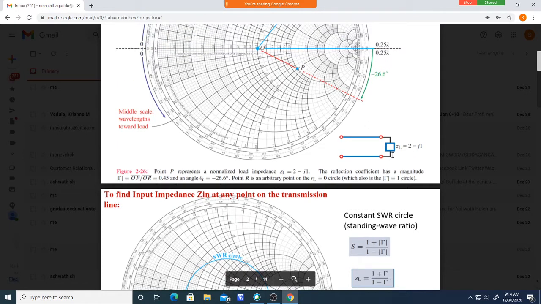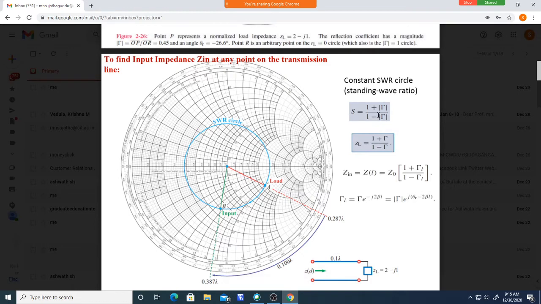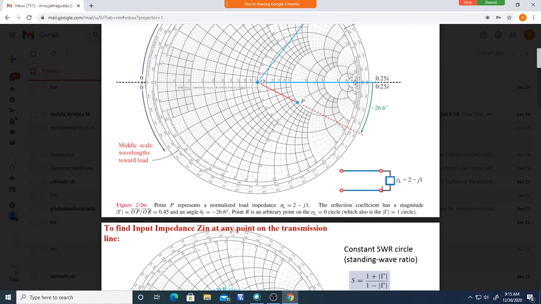Here, if ZL is not matched with the characteristic impedance of this transmission line, there is a reflection. So we need to find the reflection coefficient, that means the ratio of the reflected wave divided by the incident wave. How much reflection is there? To find that, there is an equation. Tau is the reflection coefficient at the load point, and you find it using ZL minus Z naught divided by ZL plus Z naught, where Z naught is the characteristic impedance.